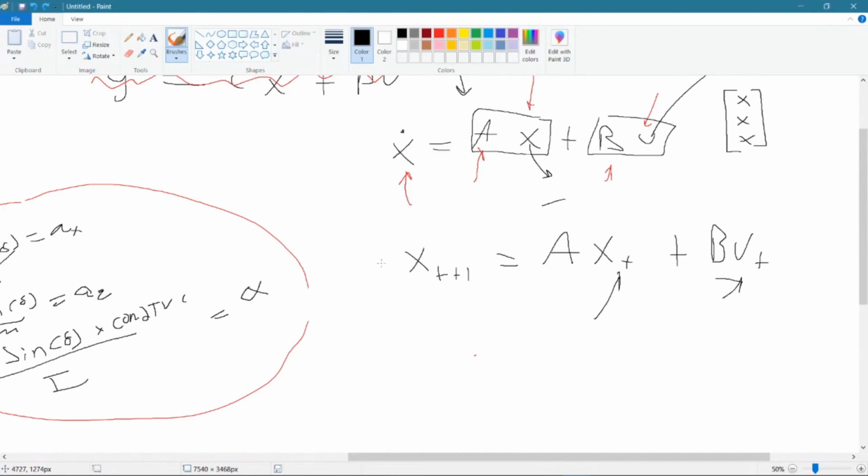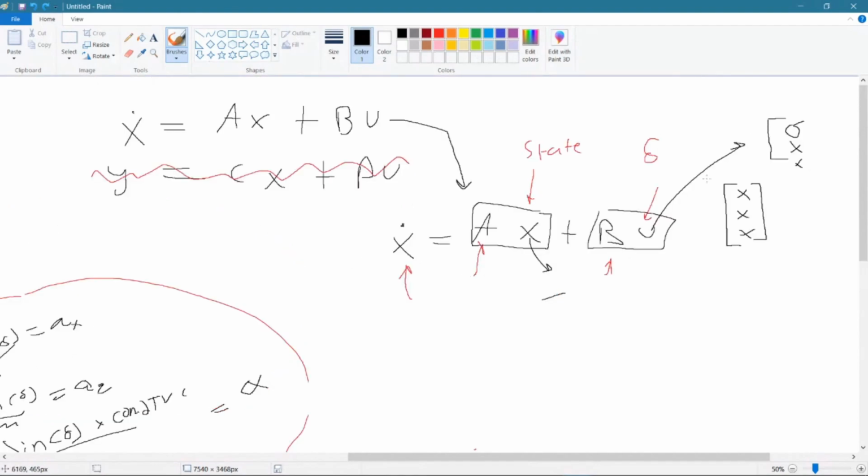So X dot is the state of the next time step. Yeah, exactly. And that is literally what a derivative is, right? The derivative describes the change. It describes what it'll be next, right? Everyone else happy with that?